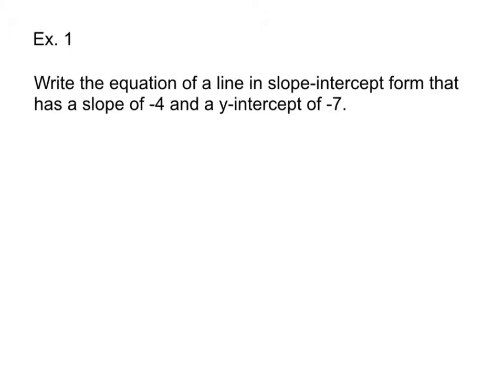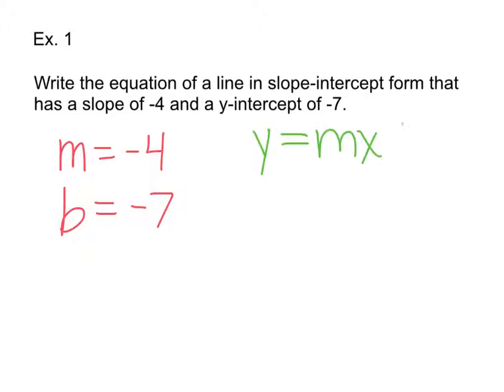So here's our first example. Write the equation of a line in slope-intercept form that has a slope of -4 and a y-intercept of -7. So remember, slope is represented by the variable m. So the slope is -4, and the y-intercept is represented by the variable b. So the b is -7. Now remember, slope-intercept form is y equals mx plus b, and all we're going to do is to take these numbers and substitute them in where you see those variables.